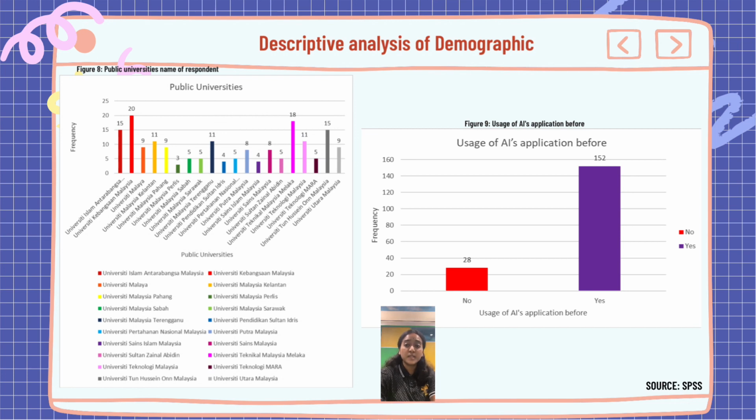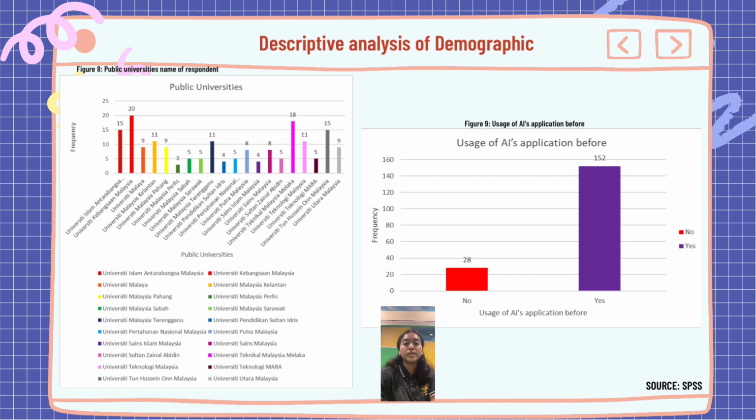Furthermore, Universiti Sains Malaysia and Universiti Putra Malaysia have 8 respondents who have used AI in education. Then, Universiti Teknologi MARA, Universiti Sultan Zainal Abidin, Universiti Pertahanan Nasional Malaysia, Universiti Malaysia Sarawak, and Universiti Malaysia Sabah have 5 respondents using AI in education, while only 4 respondents are from Universiti Sains Islam Malaysia and Universiti Pendidikan Sultan Idris. Last but not least, only 3 respondents, 1.7%, are from Universiti Malaysia Kelantan who use AI in education.